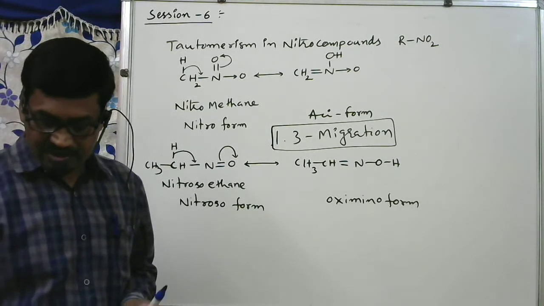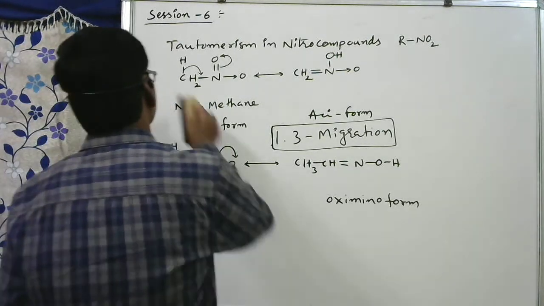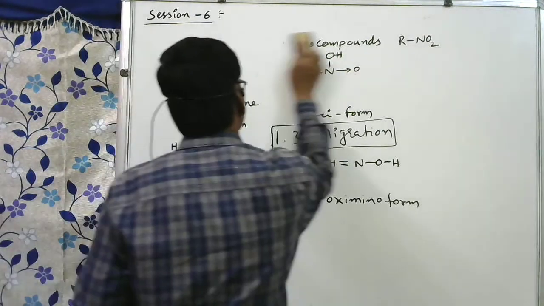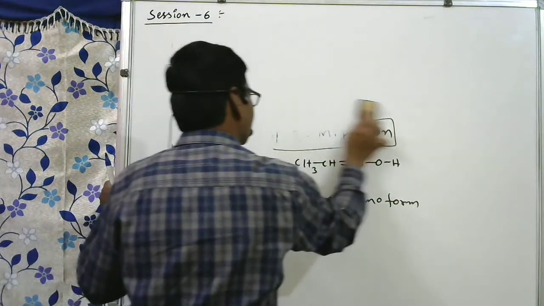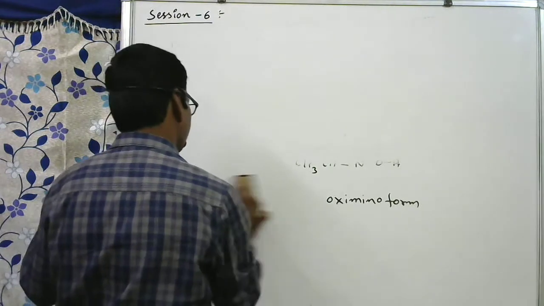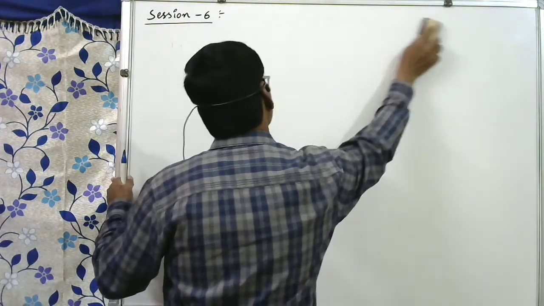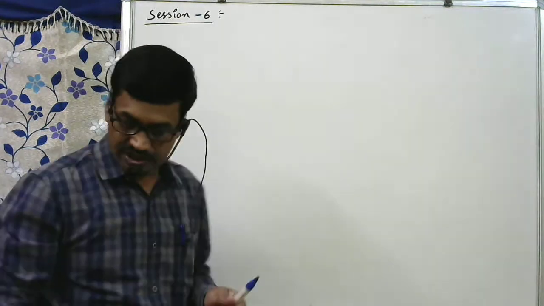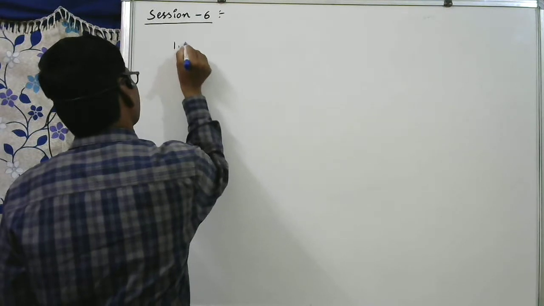Then 1, 5 migration will take place. 1, 5 migration means hydrogen is transferred from one atom to the fifth atom. Here the best example is salicylaldehyde. Salicylaldehyde is nothing but ortho-hydroxy benzaldehyde. So, 1, 5 migration.